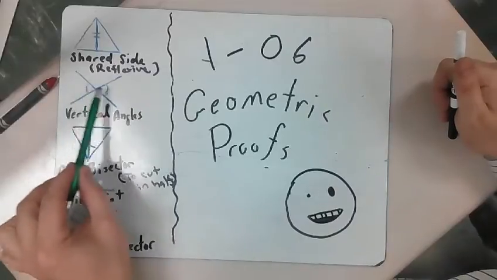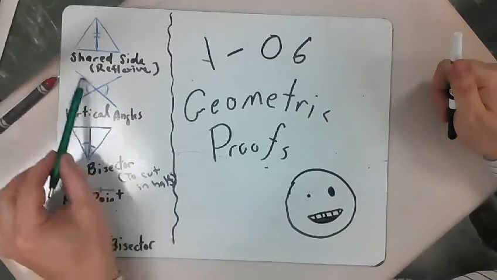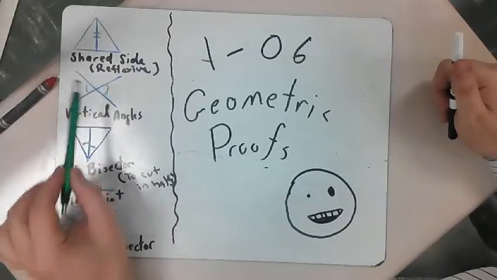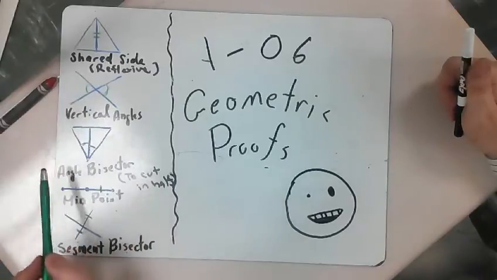We also have vertical angles. These are angles that are across from each other. When they are across from each other in this X form, they are congruent. So these two are also a set of vertical angles.